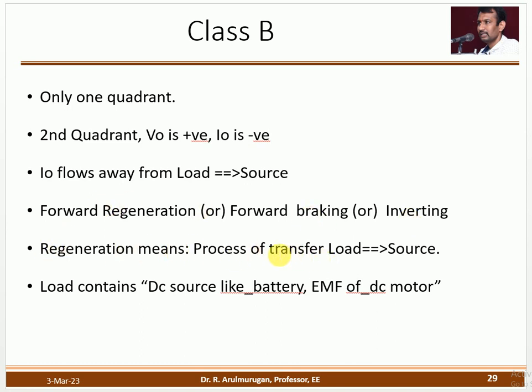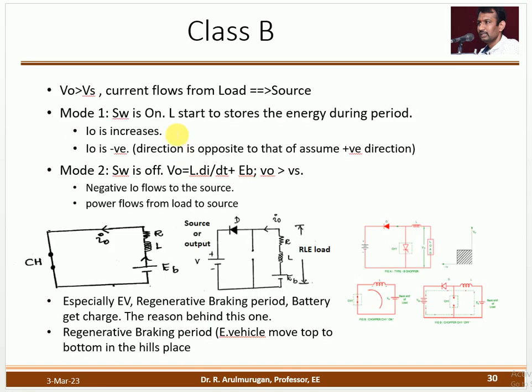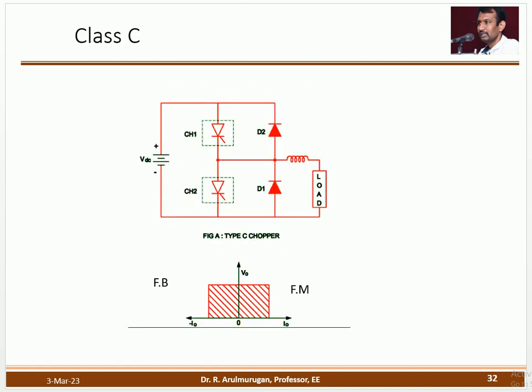Energy is transferred from load to the source. Here we have the husband as a load. That means the system or the machine. The machine acts as a generator. Generator is a source to the battery, storing in the battery. That's all. So this is about the class B converters. The next one, class C converter.